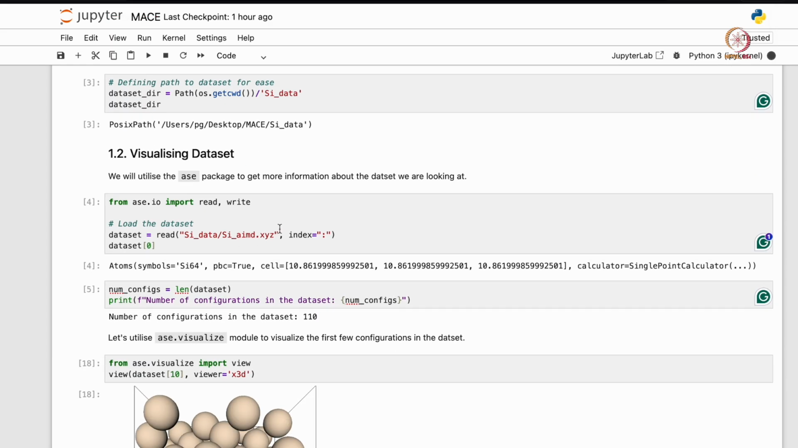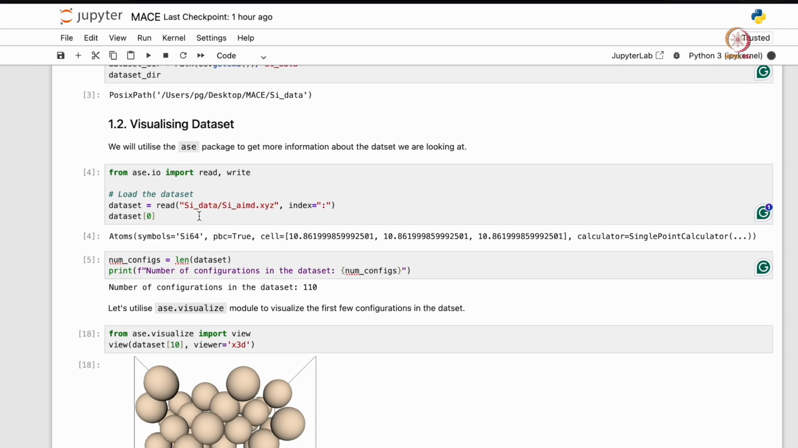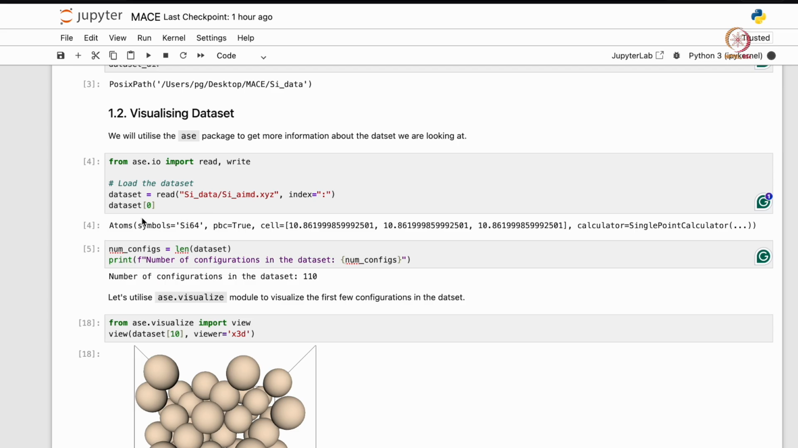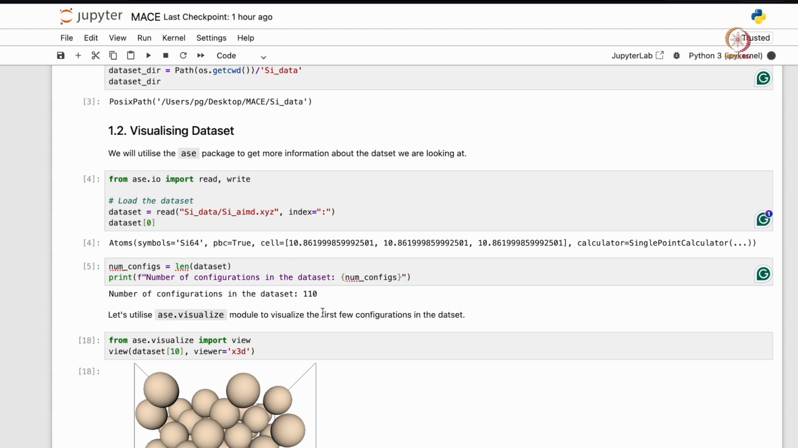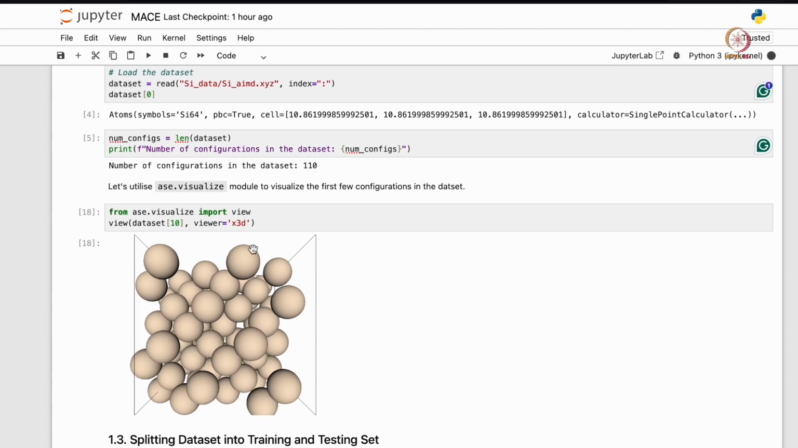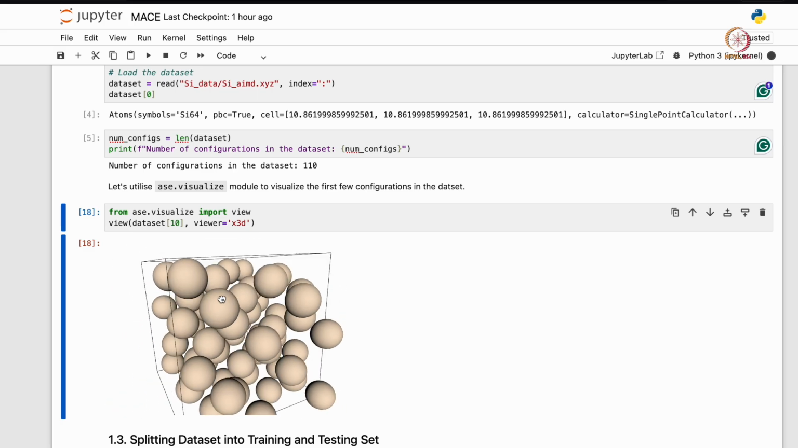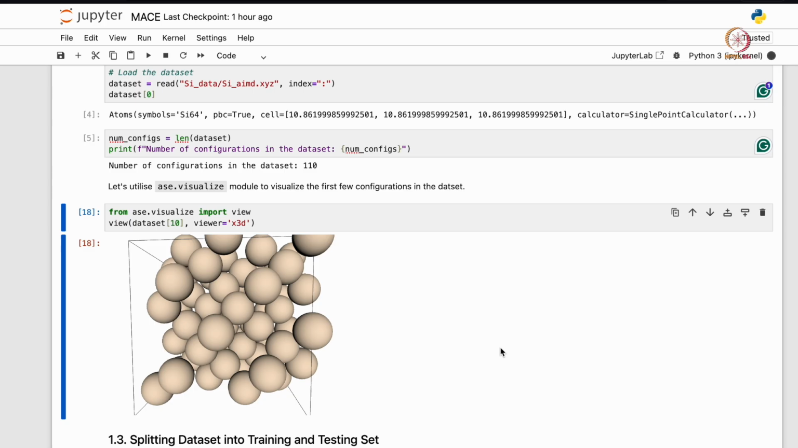Now we will try to visualize this data set using the Atomic Simulation Environment, ASE. So just check one of the entries of this data set. There are 110 configurations in this data set, and we will check entry 0. It's Si 64 atoms, and the cell dimensions you can see are 10 10 10. It's a cubic cell with each side 10.8 angstrom. There is a visualization module in ASE which you can use to visualize the structure in 3D. You can rotate it and see it. It's all silicon atoms with a 10 by 10 by 10 cell.